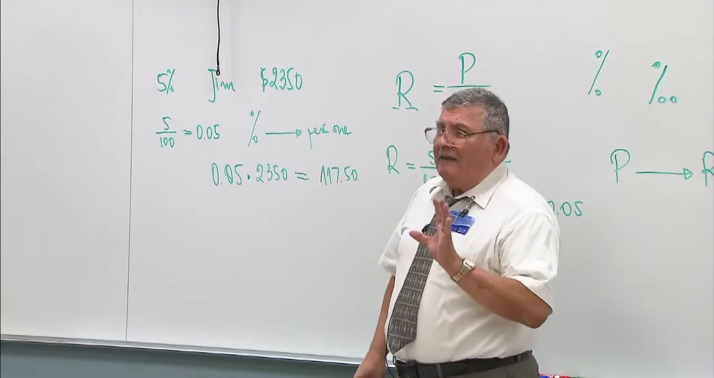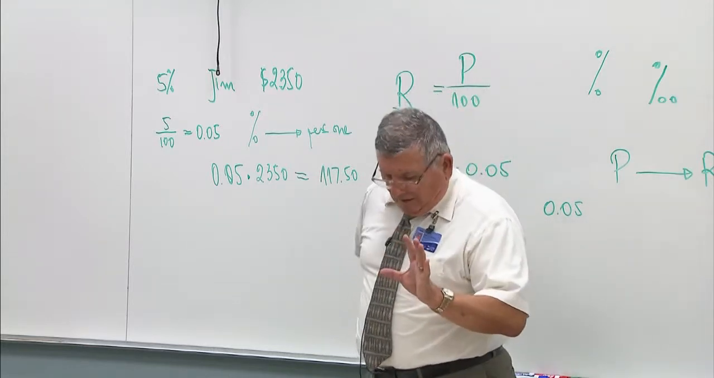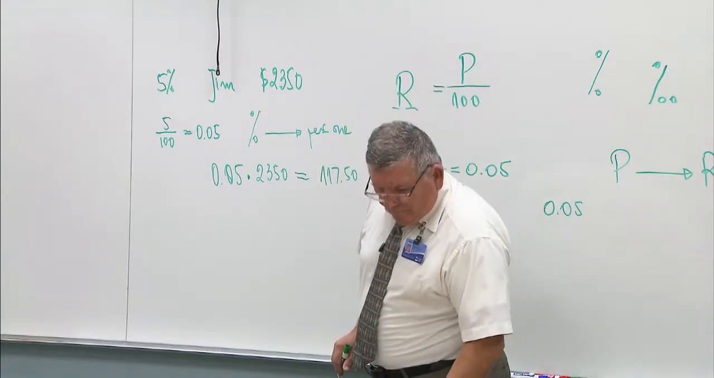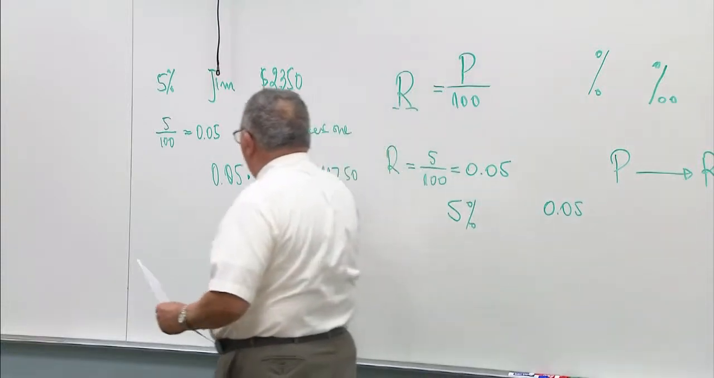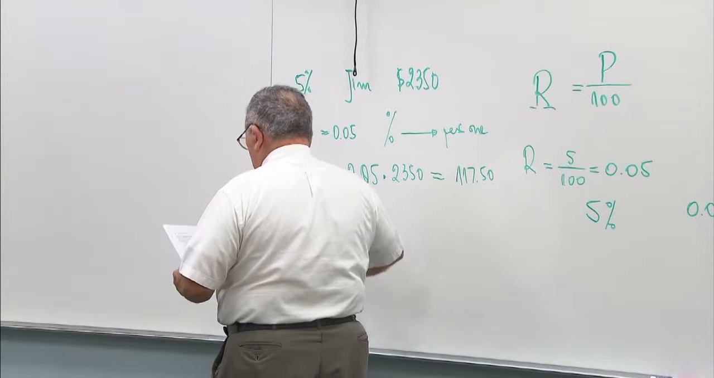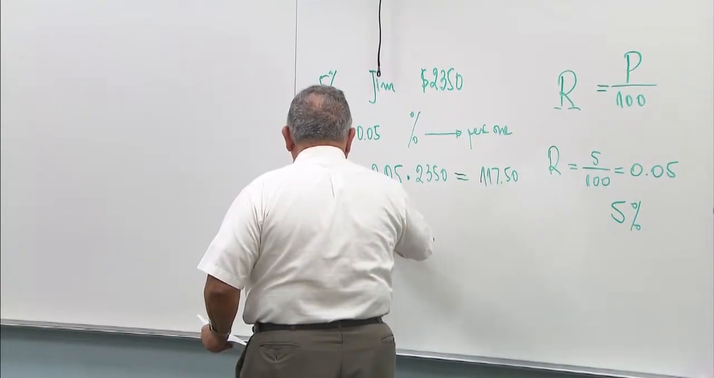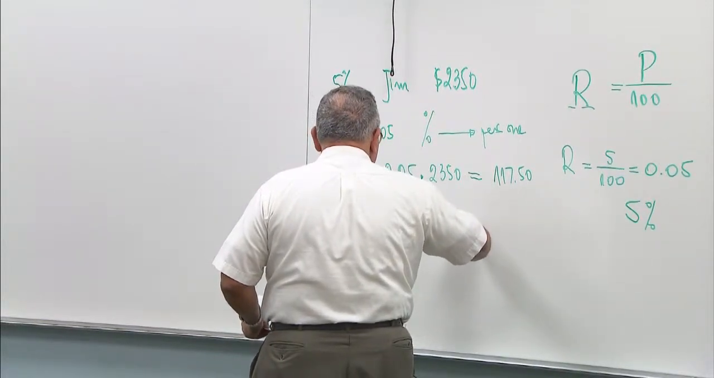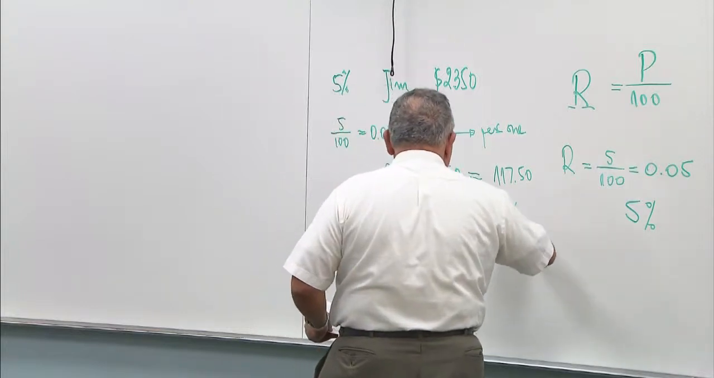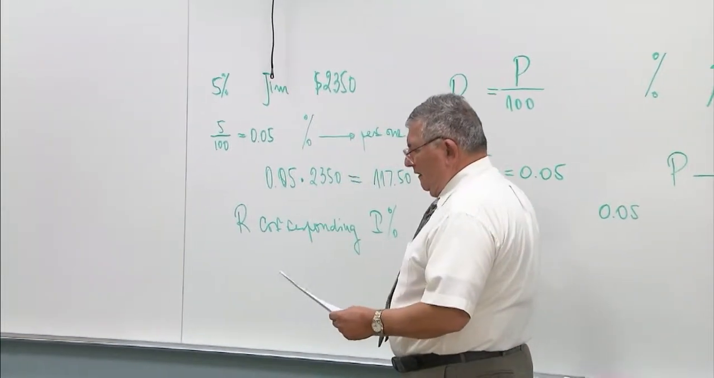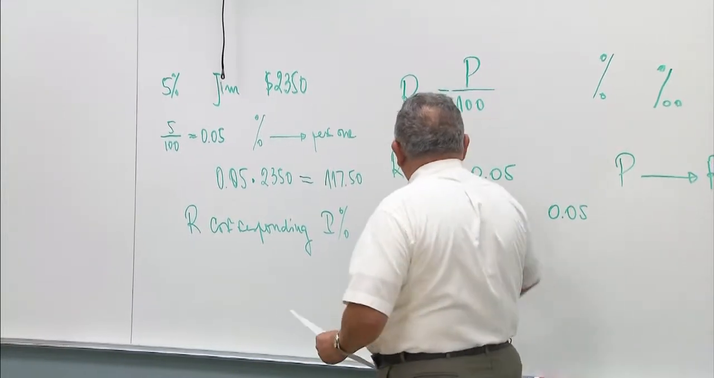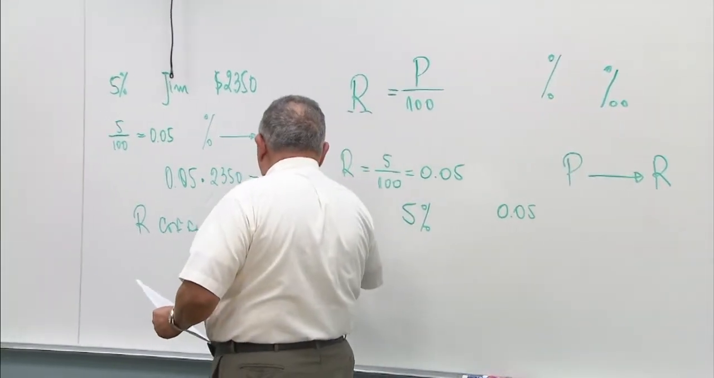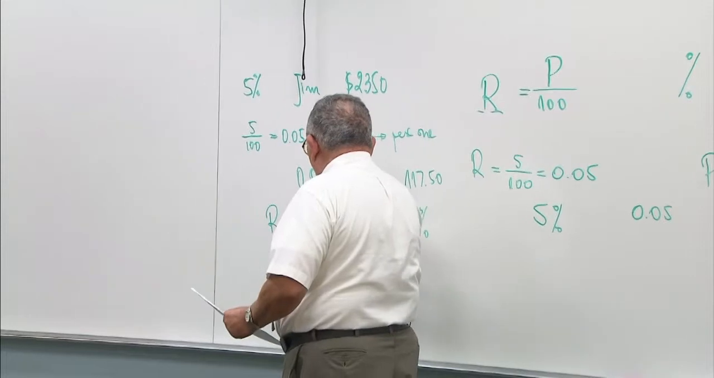So, therefore, the strategy of solving this kind of problems is to find the ratio R corresponding to P percent. So this means go from 100 per 100 to per 1.